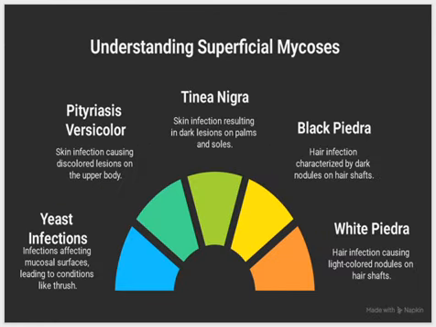Superficial mycoses affect the outermost layers of skin and hair. Conditions like pityriasis versicolor cause discolored skin patches, while tinea nigra results in dark spots on palms and soles. Black and white piedra affect hair shafts with nodules of different colors. Yeast infections can affect mucosal surfaces, such as thrush. These infections are generally mild, but can cause cosmetic concerns.